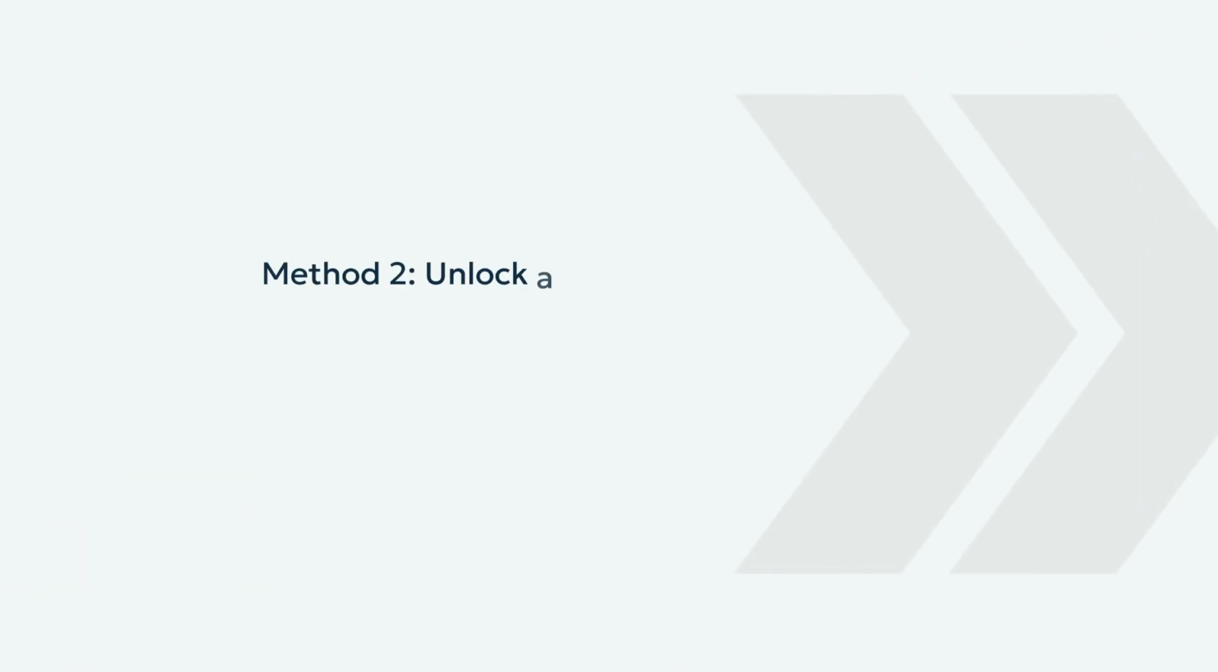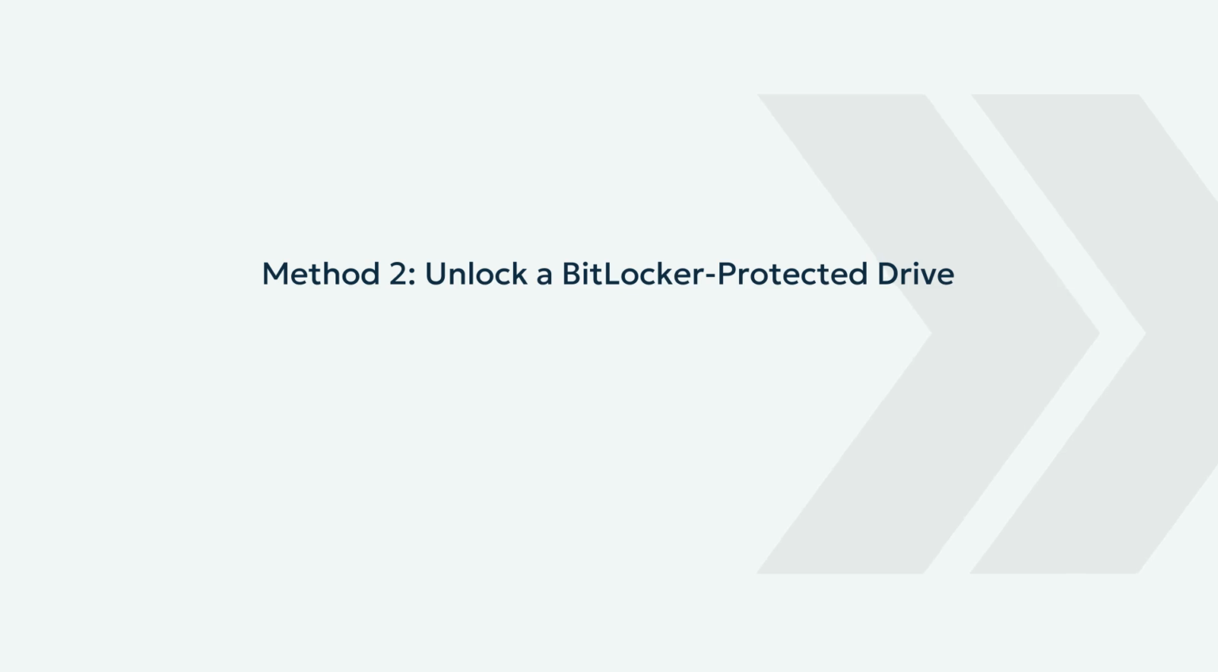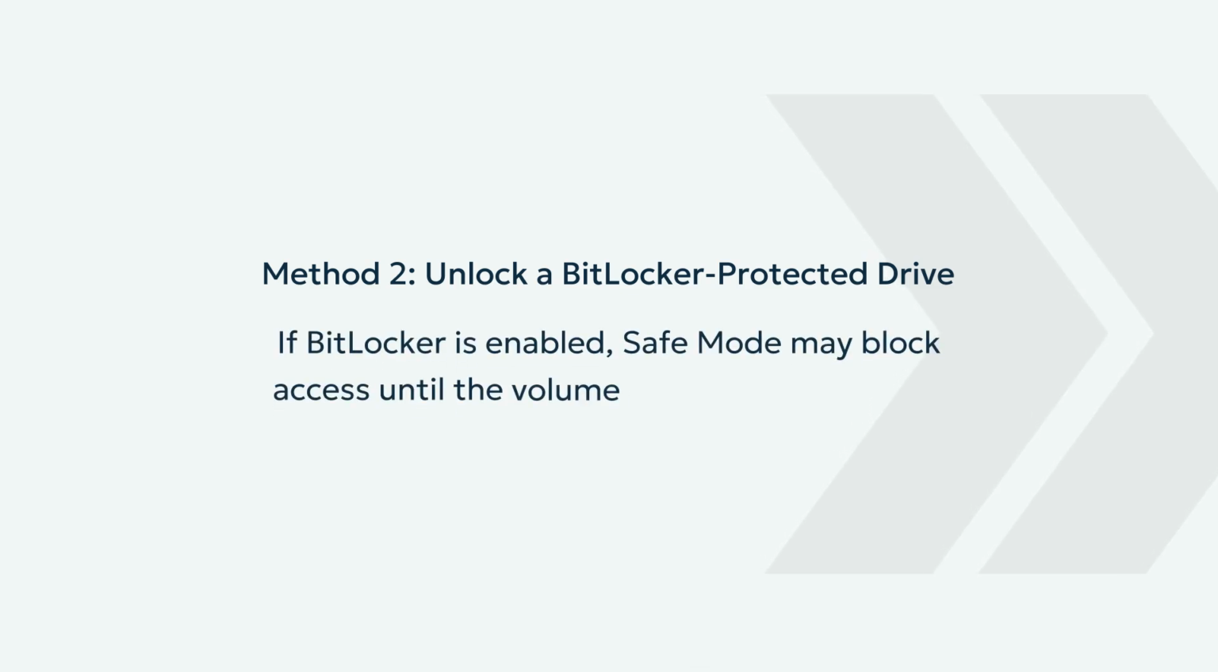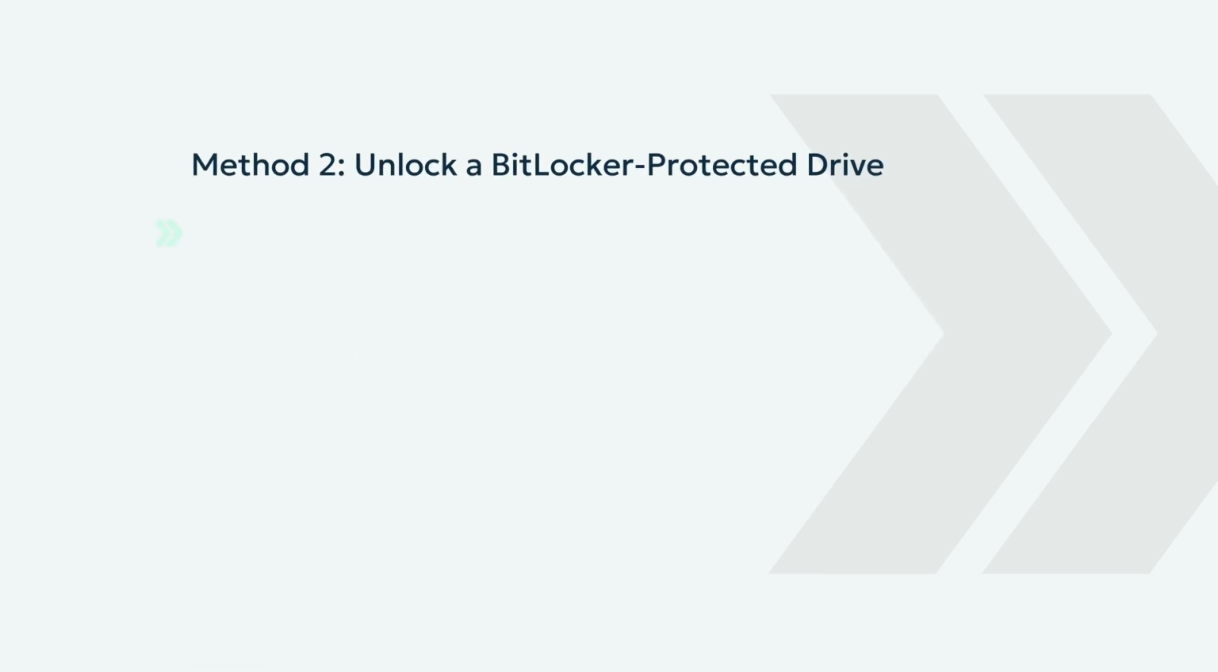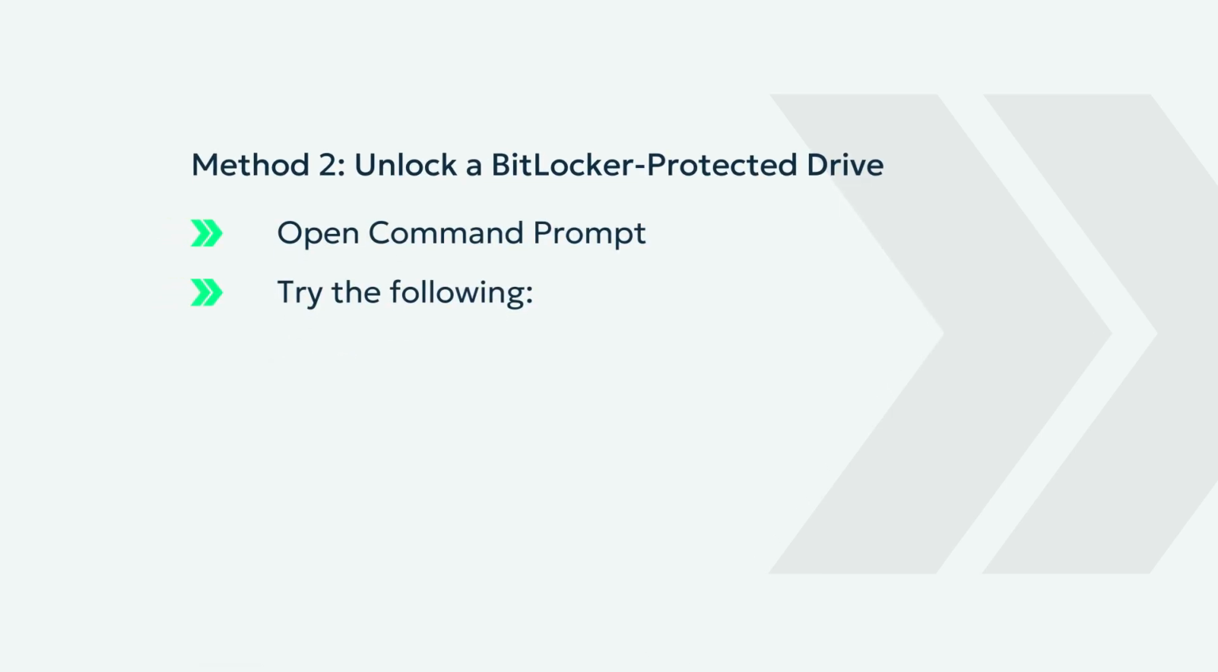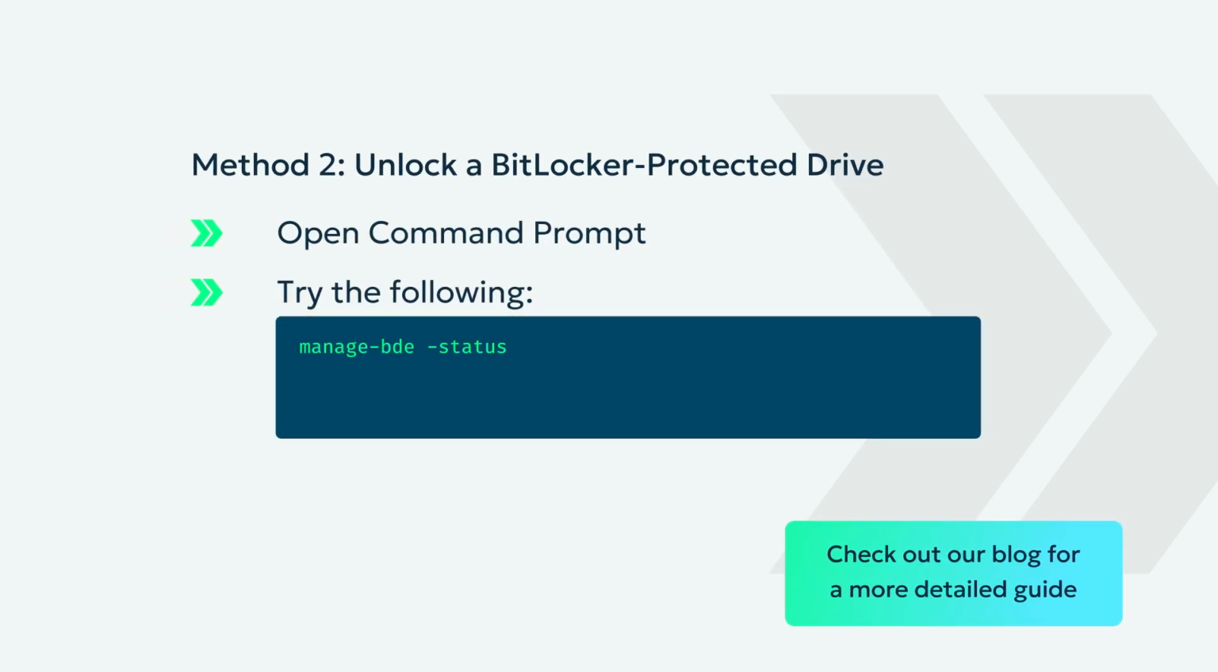Method 2. Unlock a BitLocker-protected drive. If BitLocker is enabled, safe mode often blocks access until the volume is manually unlocked. Open command prompt, then try the following: to check protection status, to unlock the drive with your recovery key. Once unlocked, verify access by running.